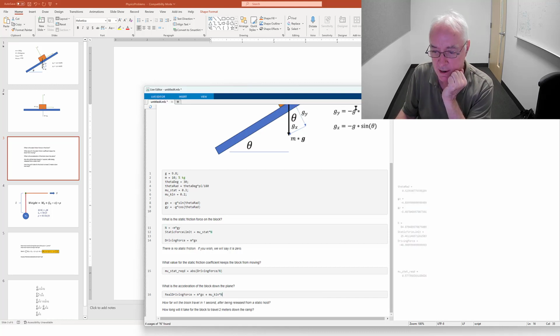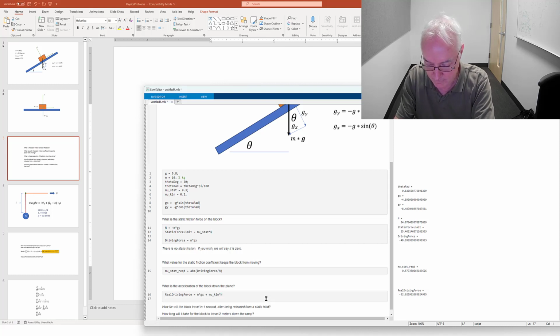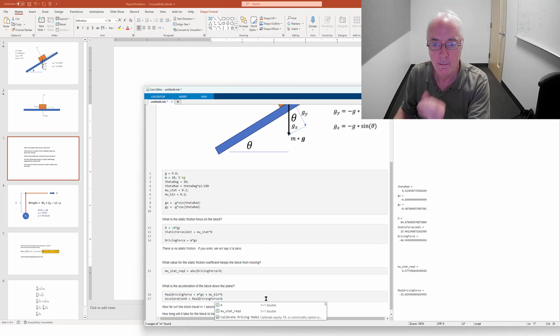Right, we're kind of crushing it now. We're just doing these things super fast. And so the real driving force is that. The question, though, is what's the acceleration? I could just call it acceleration, period, but I'm going to throw the x in just to remind us. We know that the acceleration in our setup along the y-axis will be 0, but let's call it this. It's going to be equal to real driving force divided by m.